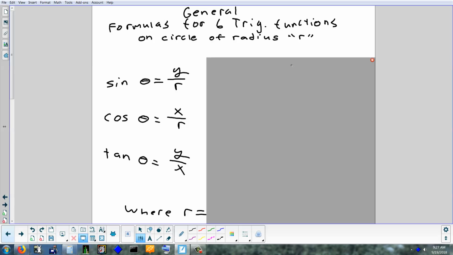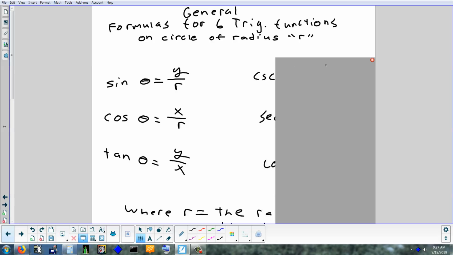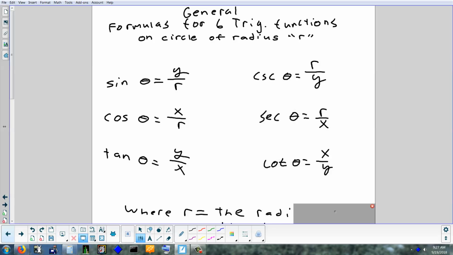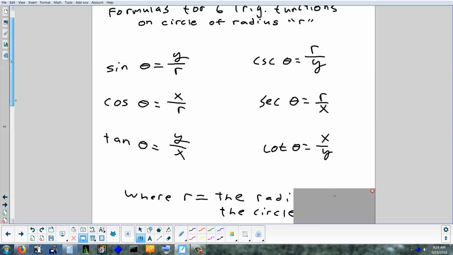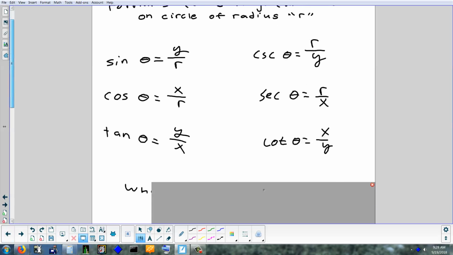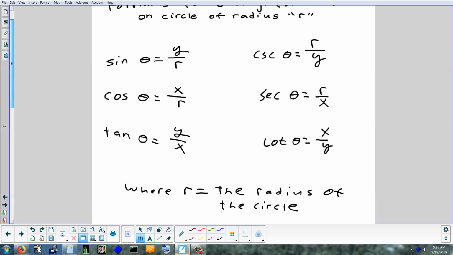Now, what do you think we're going to do with each of those to get the reciprocals? Flip. So the cosecant is r over y, secant is r over x, and the cotangent is x over y. And if you're wondering, what is r again? R is the radius of the circle. Of the circle inside of the circle? No, whatever the circle is, the bigger circle.